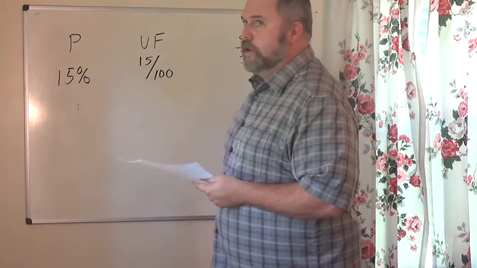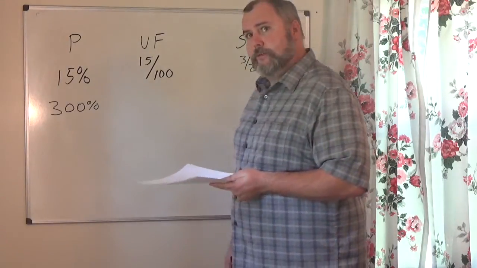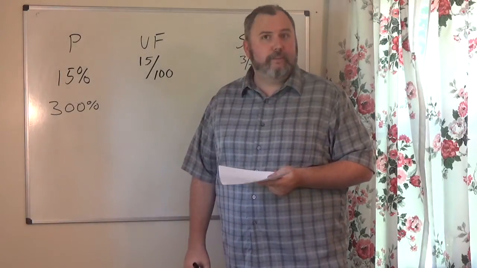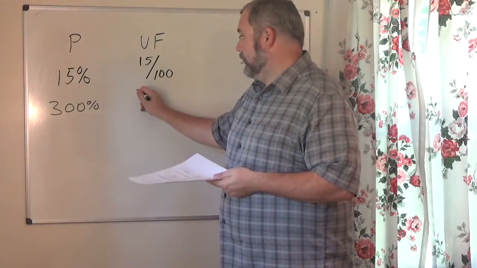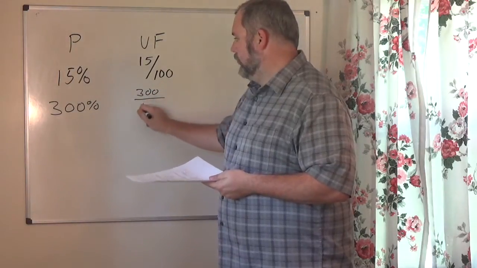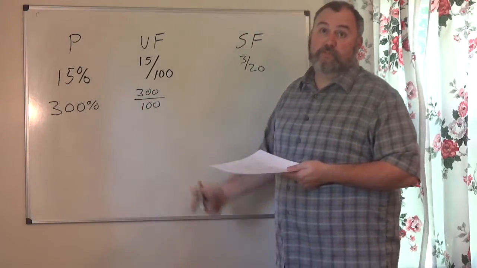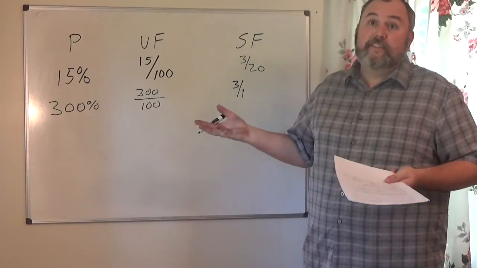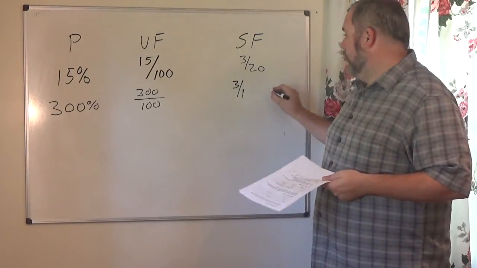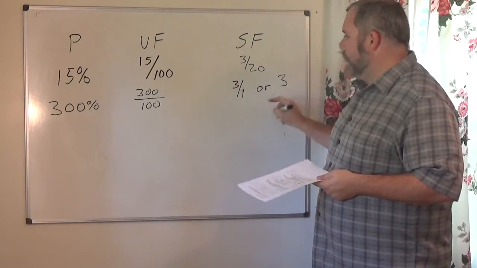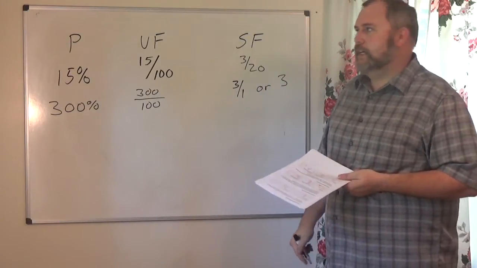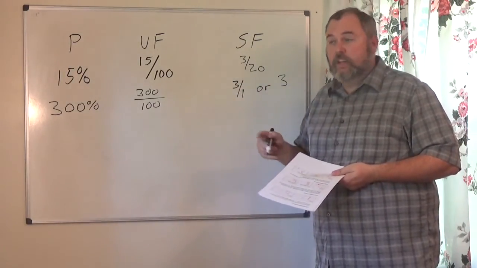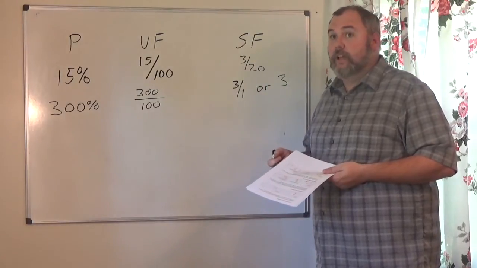Let's try one more. All right, 300%. Now, unsimplified fraction. That's just going to be 300 over 100. Simplify it. 3 over 1. In this case, 3 over 1 is also equal to 3. Either one of these is fine. I'll be honest with you, 3 is the better answer.